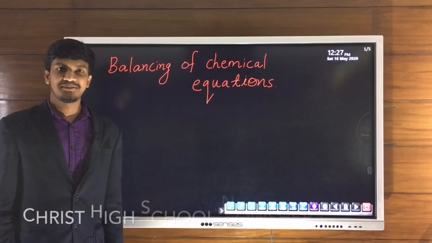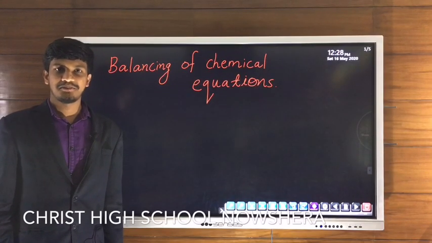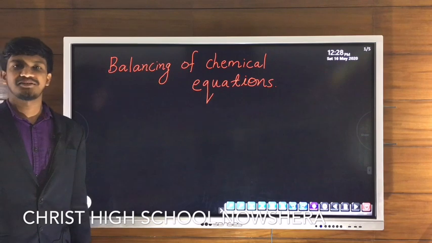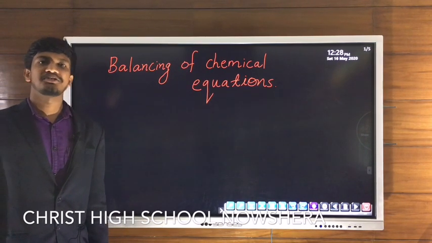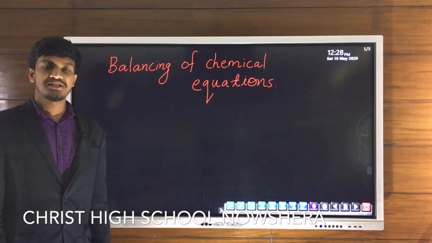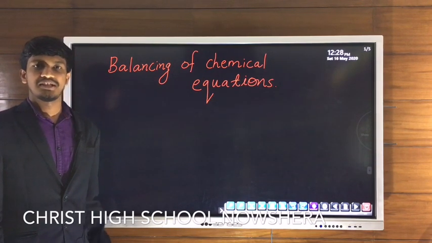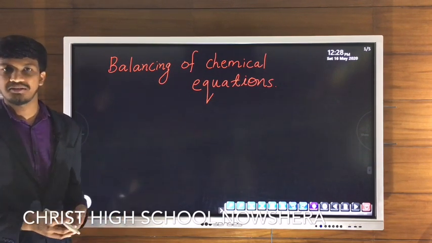Dear students, we learned about balanced chemical equation in the previous session. You know, a balanced chemical equation is an equation in which there is an equal number of atoms of each element in the reactant and product side. So that is called balanced chemical equation.